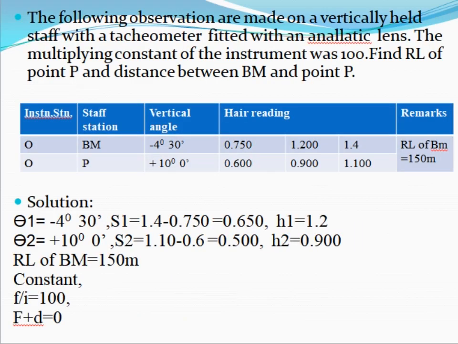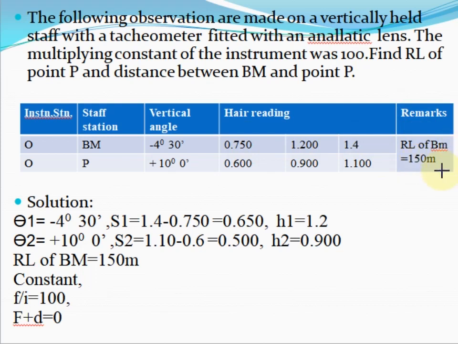So the actual problem. The following observations are made on a vertically held staff with a tachometer fitted with an analytic lens. The multiplying constant of the instrument was 100. Find the RL of the point P and the distance between the benchmark and point P. This is the reading given. Instrument station at O, staff station, benchmark, vertical angles are given. Here the readings are over the staff: this is the top reading, this is the central reading, this is the bottom reading, and the remark says the RL of the benchmark is 150 meters.